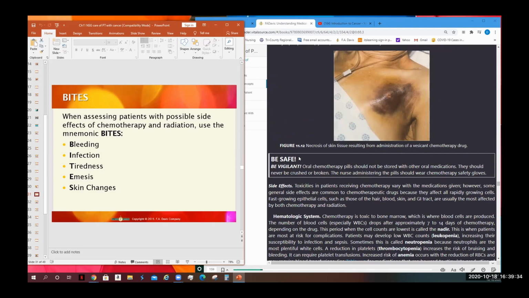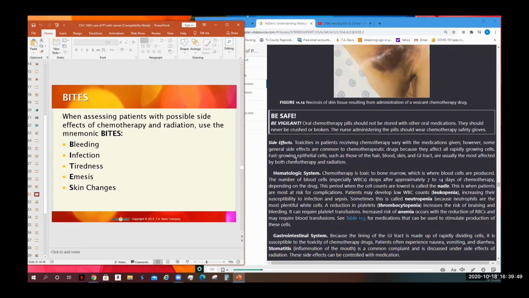Oral chemotherapy pills should not be stored with other oral medications. They should never be crushed or broken. The nurse administering the pills should wear chemotherapy safety gloves. Side effects. Toxicities in patients receiving chemotherapy vary with the medication given.